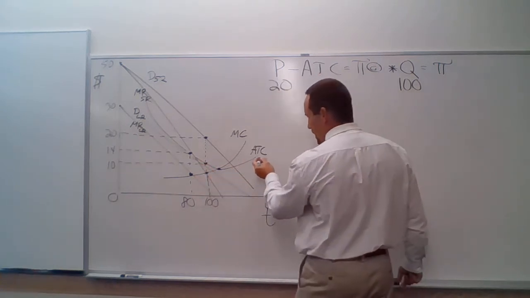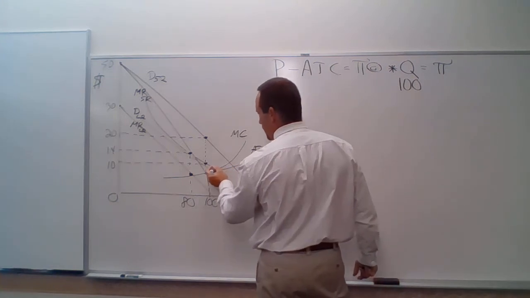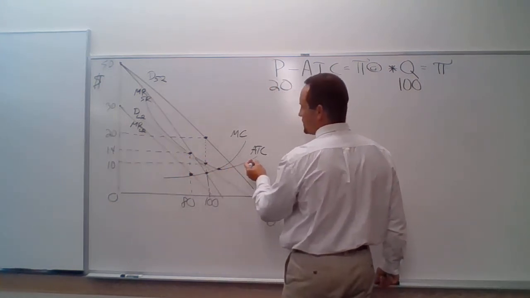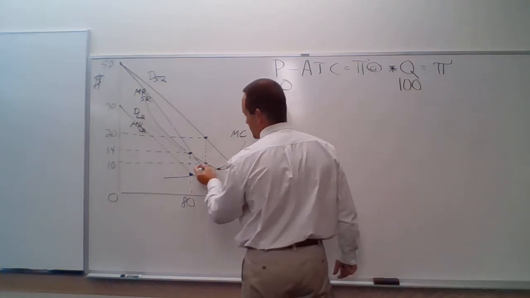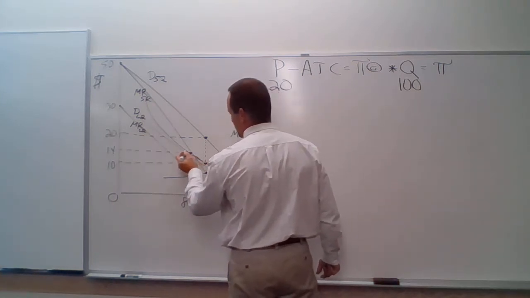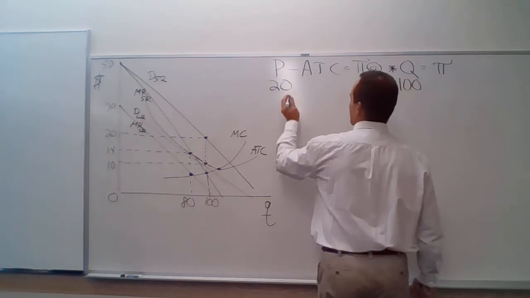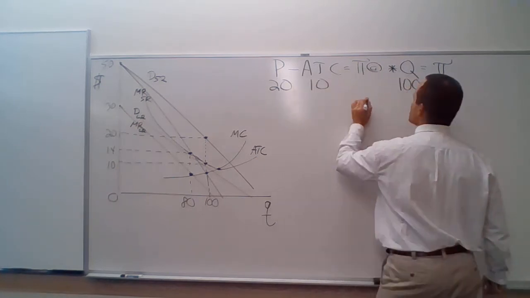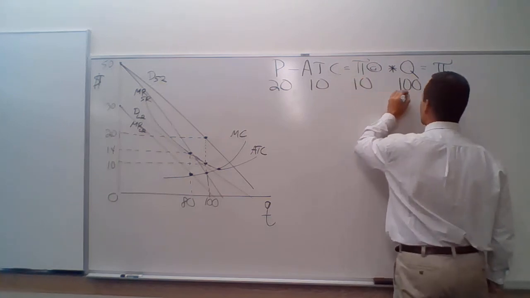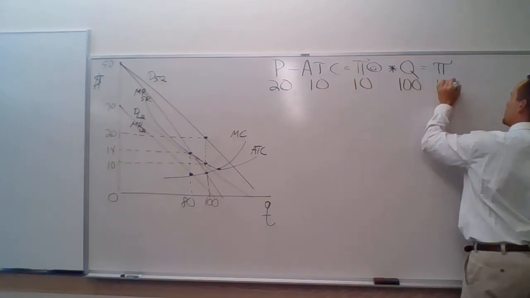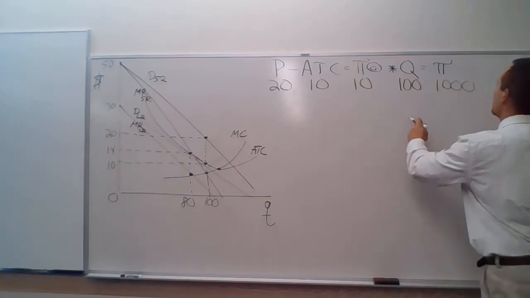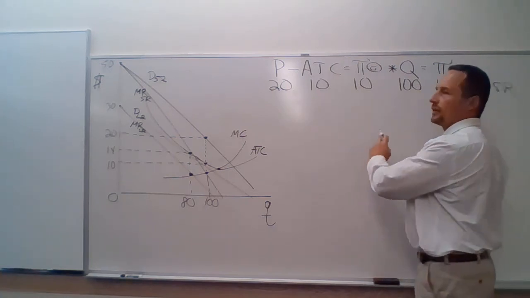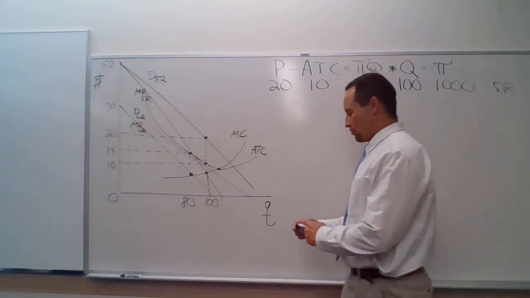If we look at our ATC curve, our ATC curve is here. This is our ATC curve. I'll trace it a little bit more. And so when we're paid 20 a piece, it costs us 10. So we'll make $10 100 times. So in the short run, our profits are $1,000. We have a $1,000 profit in the short run.